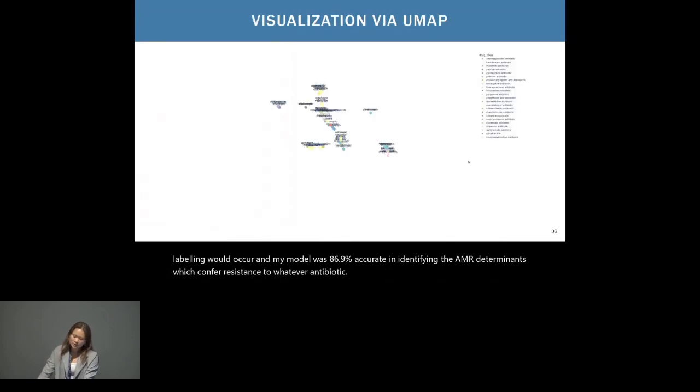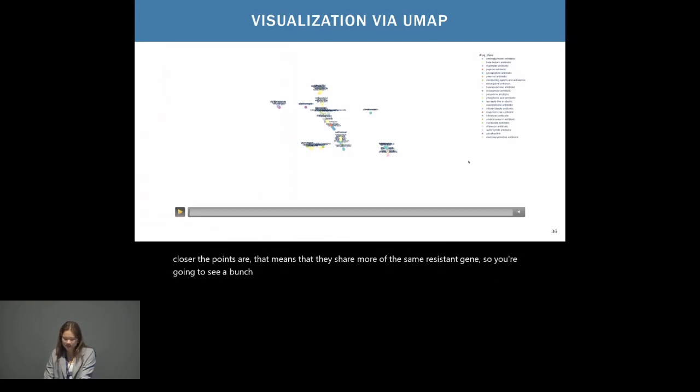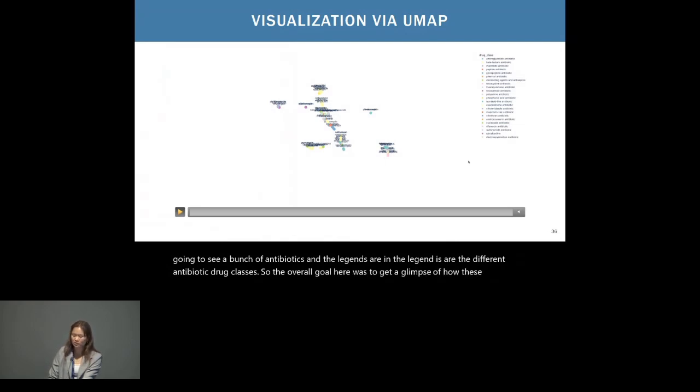Then I wanted to use this Python tool called Uniform Manifold Approximation and Projection, or UMAP. Before I play this 3D visual for those who may not be familiar with it, the closer the points are, the more of the same resistant genes they share. You're going to see a bunch of antibiotics, and in the legend are the different antibiotic drug classes. The overall goal here was to get a glimpse of how these antibiotics cluster together based on having shared resistant genes.